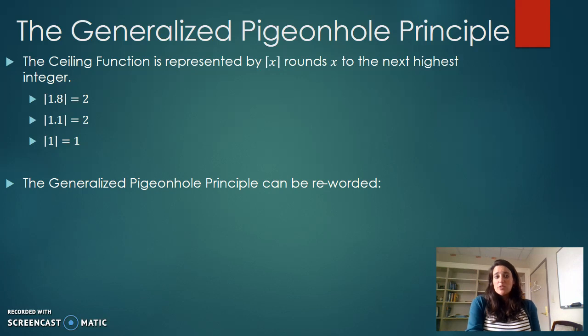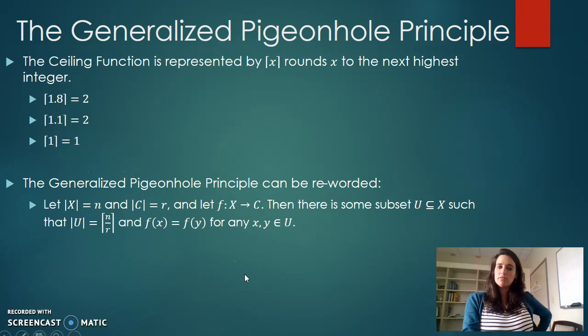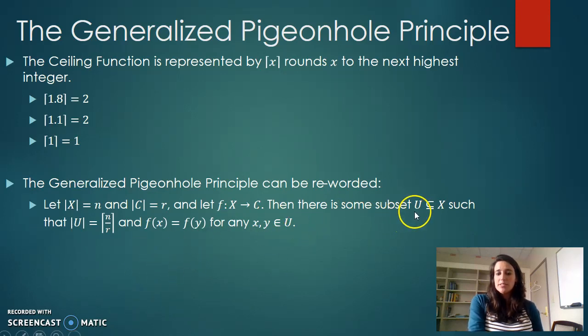Using the ceiling function, we can reword the generalized pigeonhole principle to say, let the order of X equal n, and the order of C equal r, and let f be the function from X to C. Then there is some subset U of X such that the order of U is equal to the ceiling of n divided by r, and the outputs f(x) equal f(y) for any inputs x and y in U.